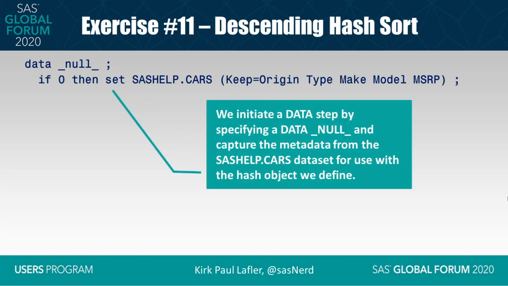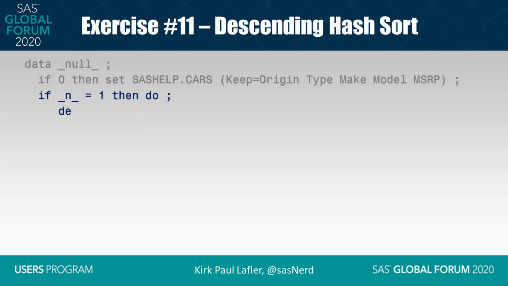In exercise 11, we're going to reverse the sort order, and we're going to perform a descending hash sort. Just like we did in exercise number 9, we're going to say data _null_, and then if 0, then set sashelp.cars, capturing or collecting the metadata from the sashelp.cars dataset or table.